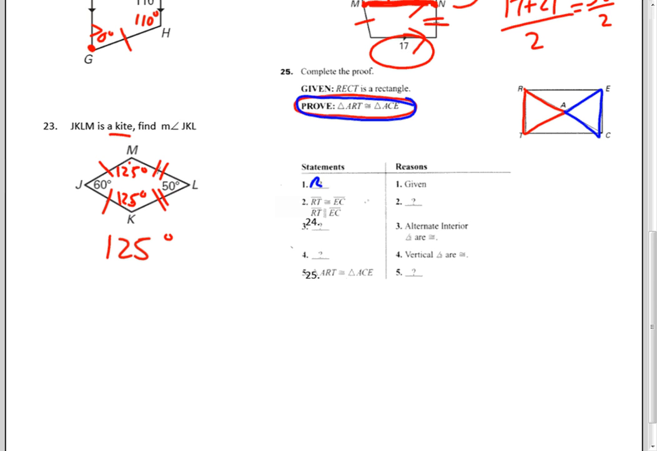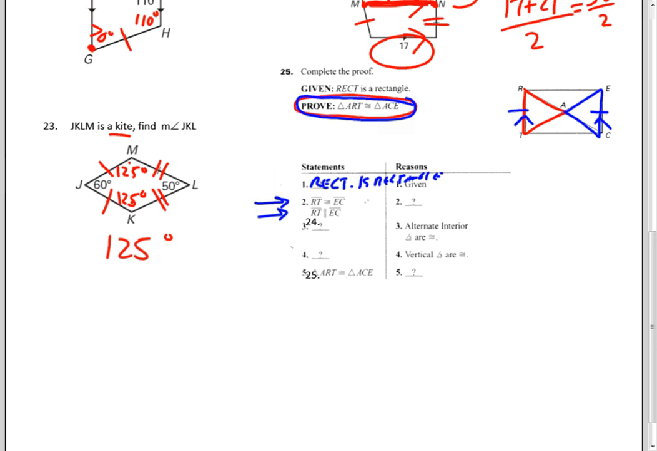Given rectangle, RECT is a rectangle. That should go there. RT congruent to EC. Let's put that in. That's this right here. And RT is parallel. Put some arrows in to show that. What do you think you should put for number 2? I would accept a lot of different things there. What do you think you should put there?